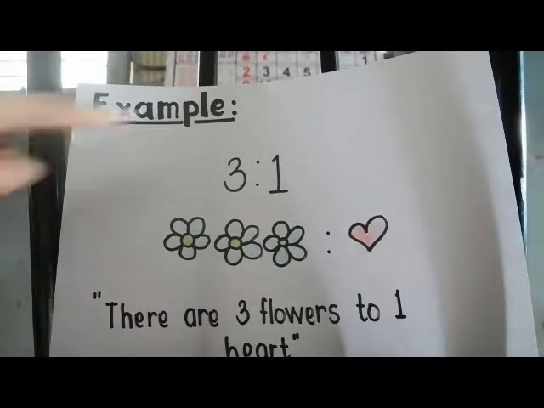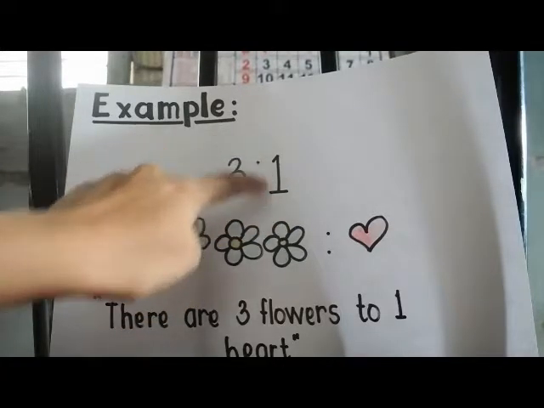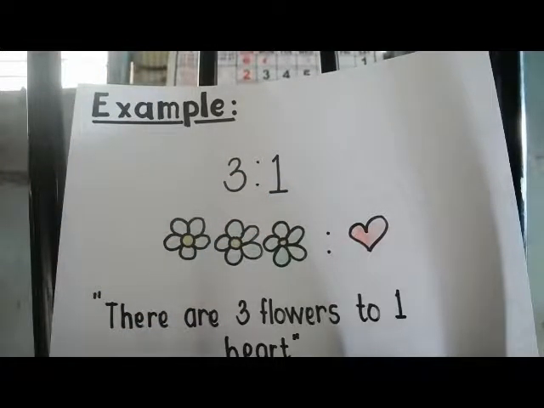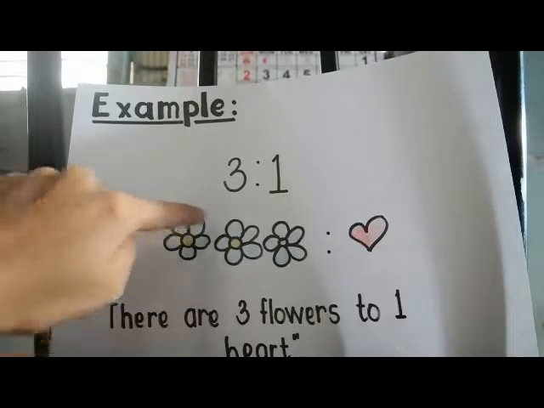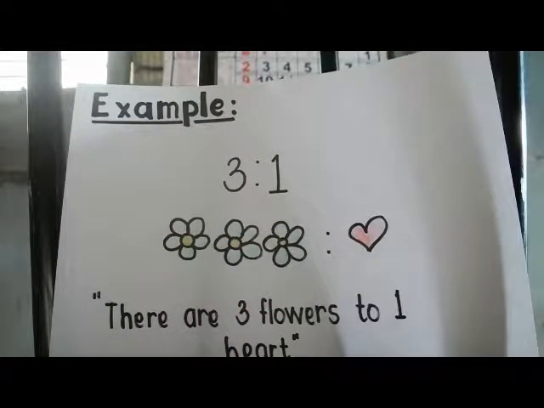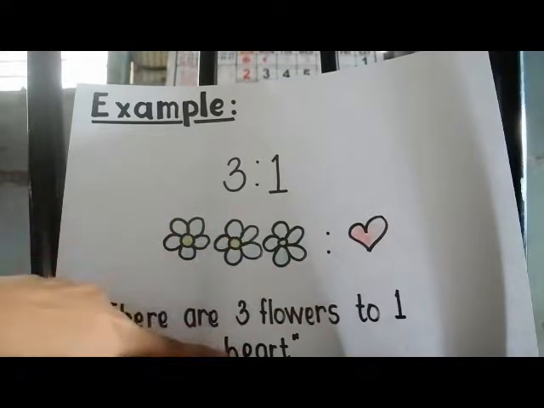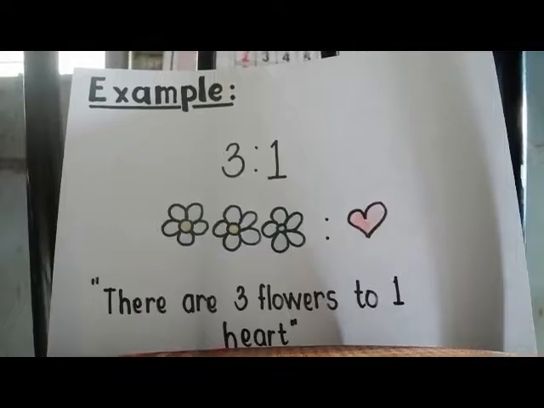Here, we have 3 and 1 separated by a colon. Then we have 3 flowers and 1 heart. So we can write it as there are 3 flowers to 1 heart.